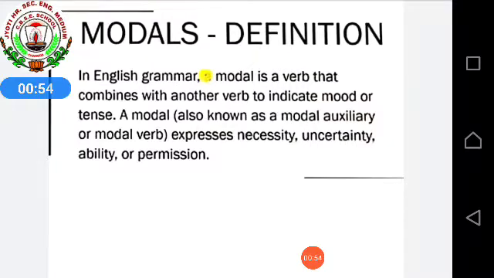First of all, we will see the definition of modals. In English grammar, a modal is a verb that combines with another verb to indicate mood or tense. And a modal, as I already told you, is also known as a modal auxiliary or modal verb. The most important thing that you have to keep in your mind, dear children, is that modals or modal auxiliaries are verbs used before an ordinary verb.